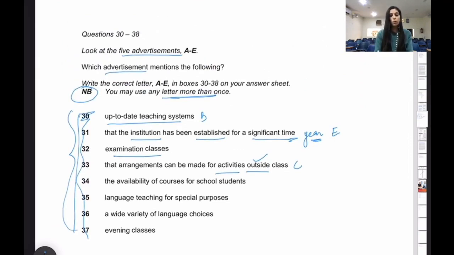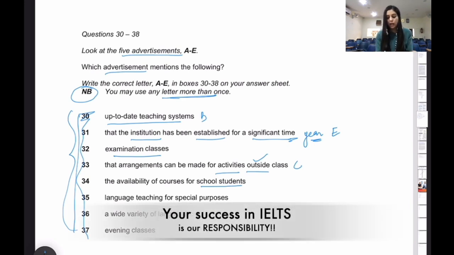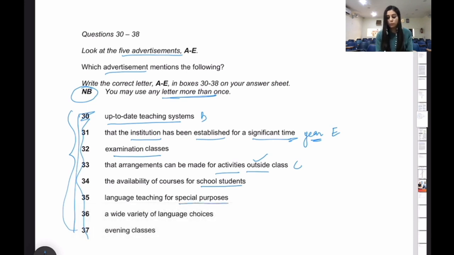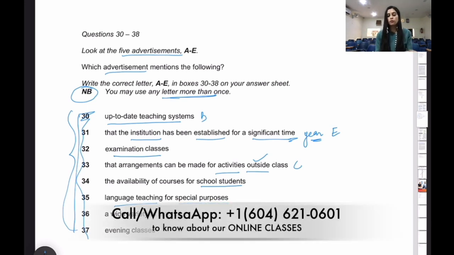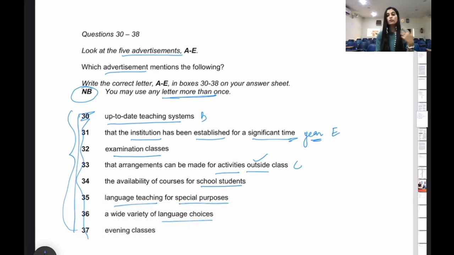The availability of courses for school students. I read something related to school somewhere below. I guess it was in D. So we can go through that particular ad. Language teaching for special purposes. So the language classes are for some special purposes. A wide variety of language choices. A lot of languages are being taught in this particular center. Which one is that? Then evening classes.